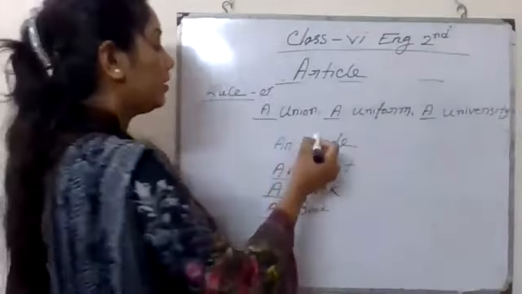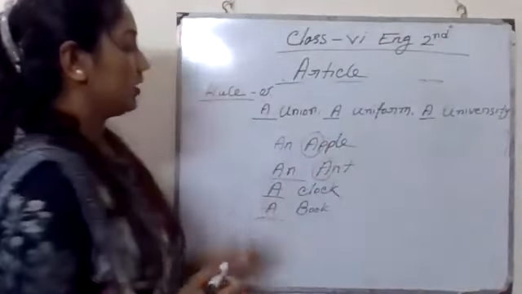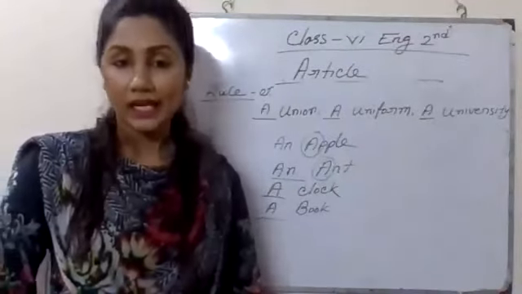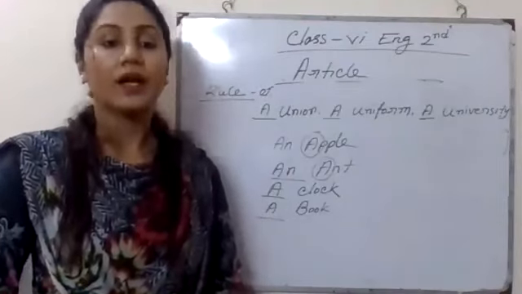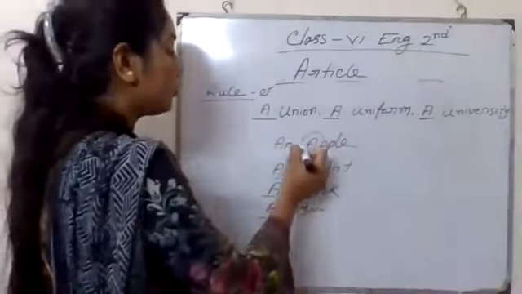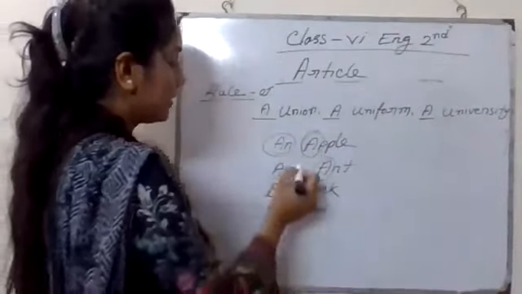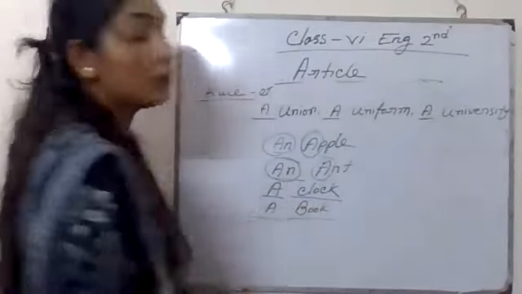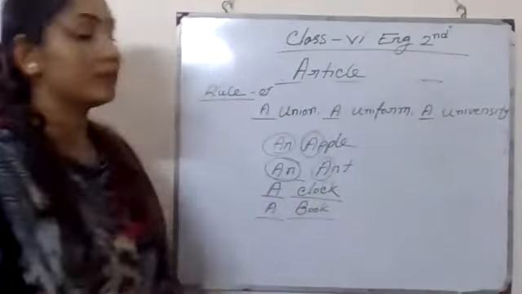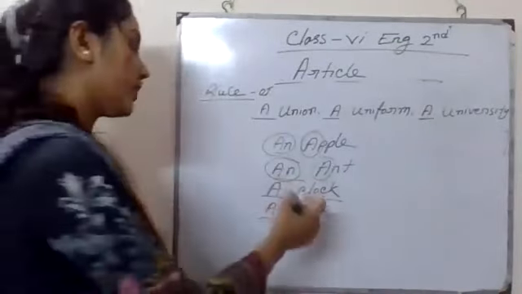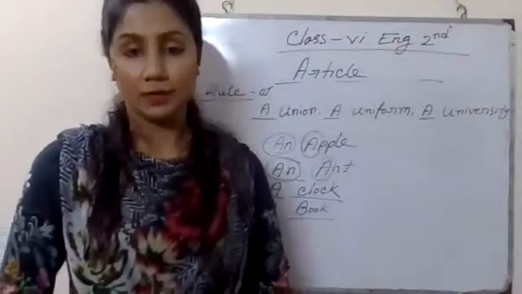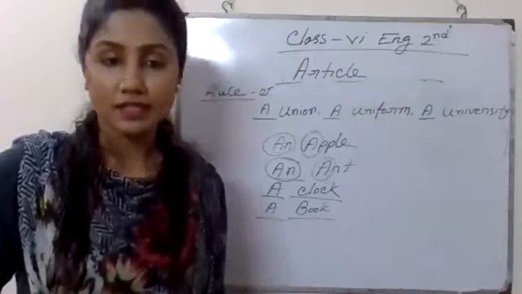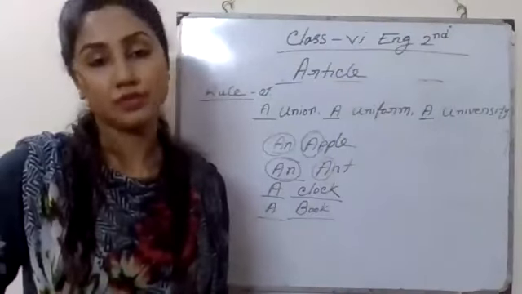An apple, an ant, a clock, and a book. Look, the first two words begin with A, E, I, O, U, that means a vowel, so we are using an here and here. And in these two words, it starts with a consonant. That's why we are using a here. So this is the general rule of articles: if a word starts with a vowel, then we have to use an.